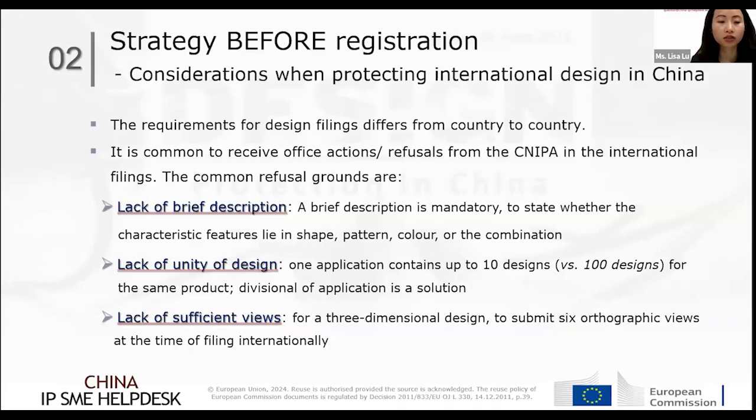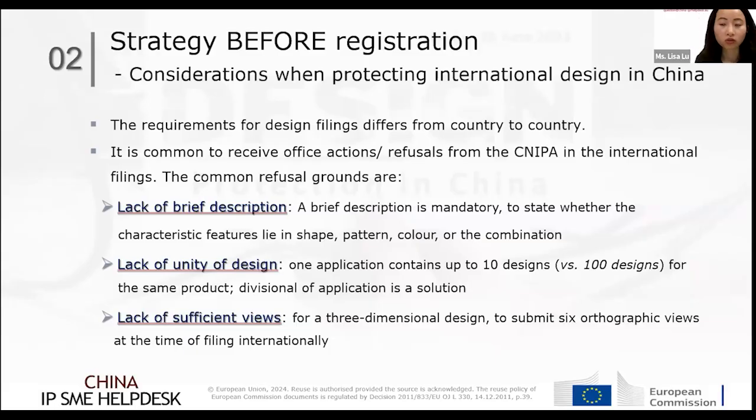And the second mistake is lack of unity of design. What's unity of design? Unity of design means the designs share the same characteristics, like the three elements we mentioned, the shape, pattern, and color, and produce the same general impression.